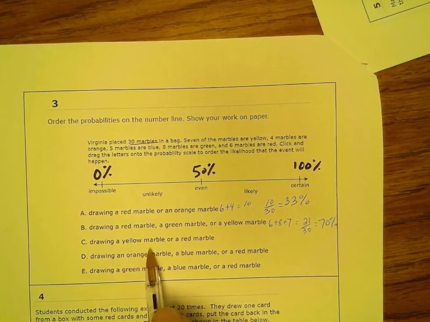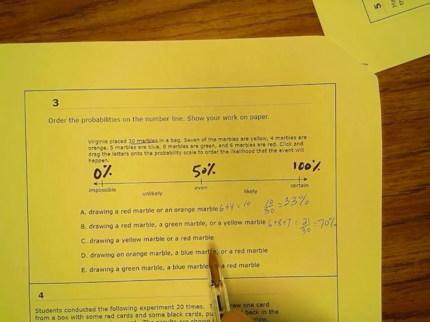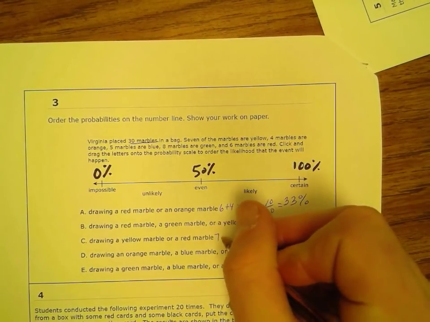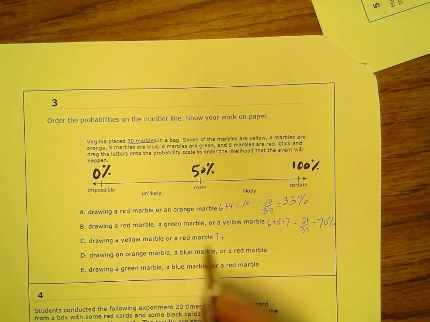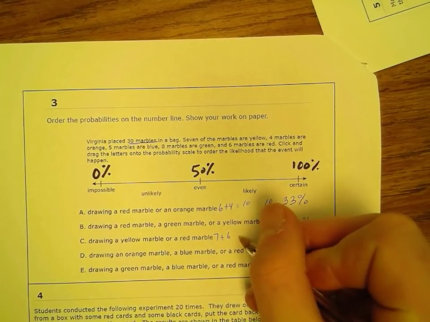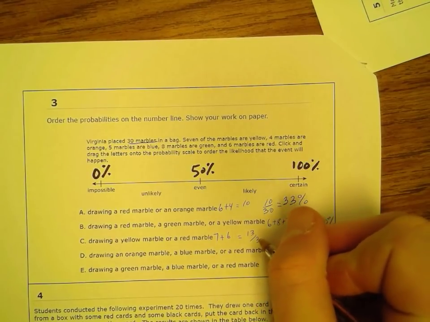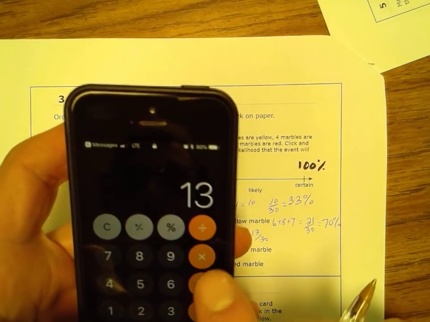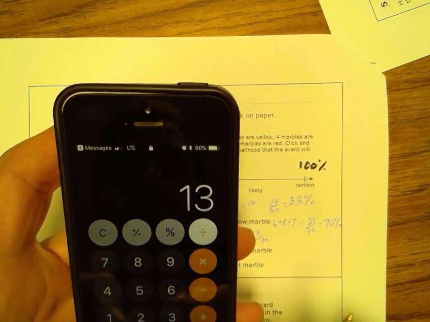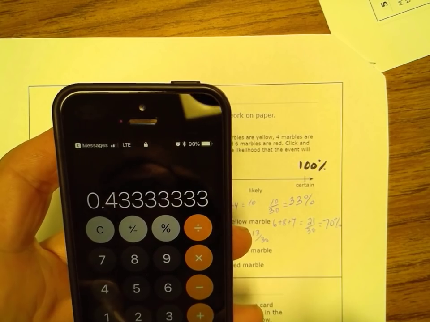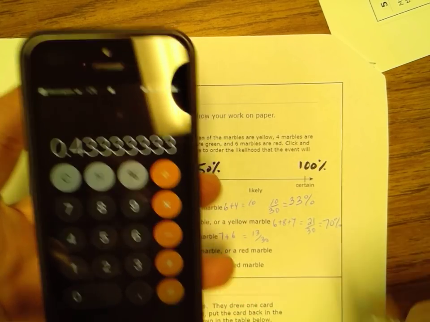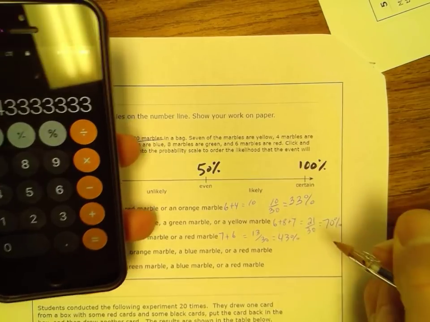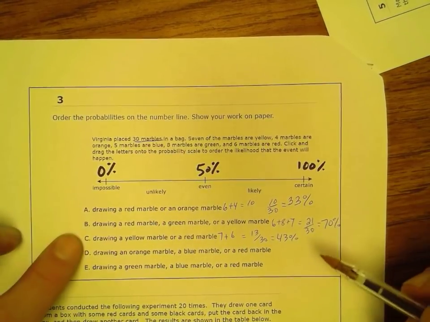C, drawing a yellow marble or red marble. So 7 yellows plus how many reds? 6 reds equals 13 over 30, which is 13 divided by 30 equals 0.43, so that is 43% for option C.